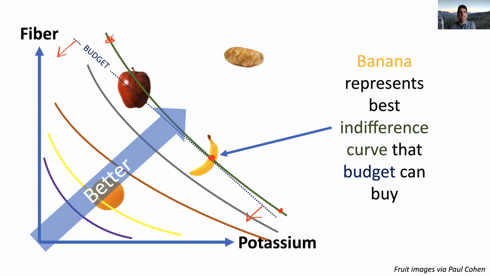So you combine the indifference curves with the budget line, and usually the points at which they kiss, like this, represent those bundles of goods that are the most utility for the cheapest price. And that's what the banana is: the most utility, the highest indifference curve for the lowest price.